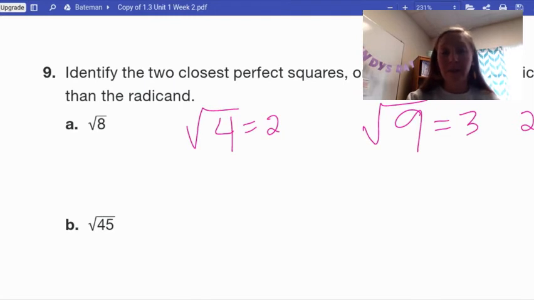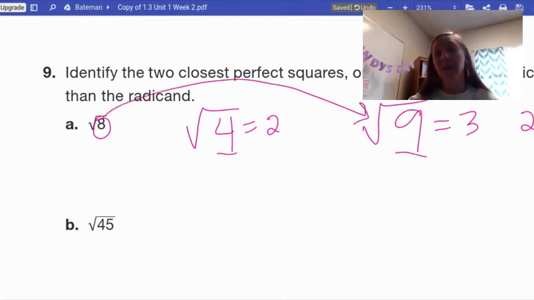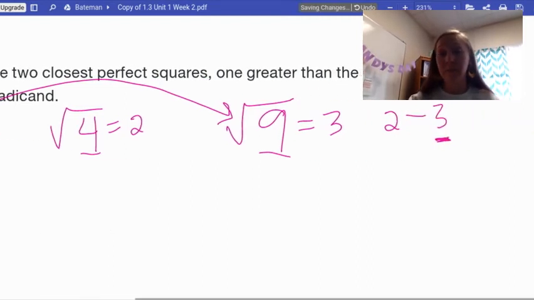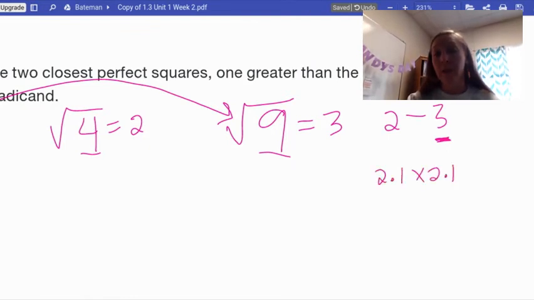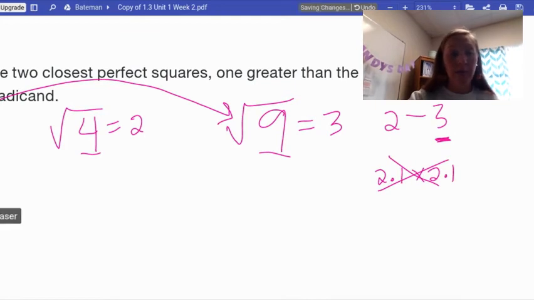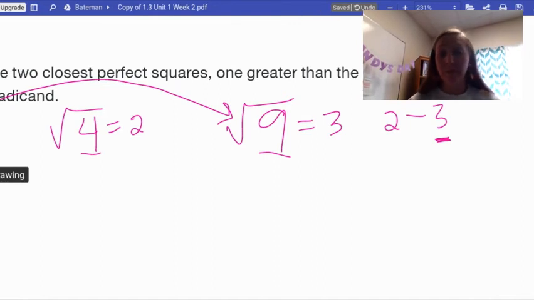But look at these numbers. The number under the actual radical. Is 8 closer to 4 or closer to 9? It's definitely closer to 9. So our answer is going to be way closer to 3 than it is to 2. Okay? In other words, I don't want to be testing out 2.1 times 2.1. That's not going to work. That's going to keep our answer way closer to the square root of 4. So we're going to want to stay closer to the square root of 9. So we're going to be doing numbers like maybe 2.8 or 2.9 to help us find our estimate.